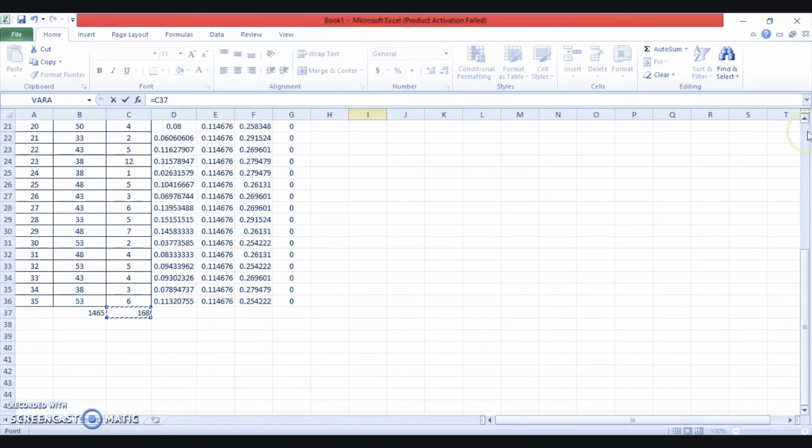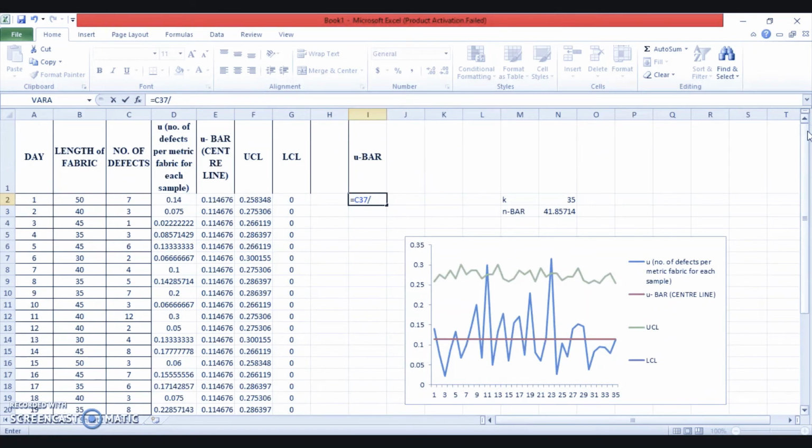168 divided by the total sample, that is 35, into the n bar value, right? Because now we are talking about the average of the sample. Okay, so this is your u bar value. It is the same as you can see from the previous one also.